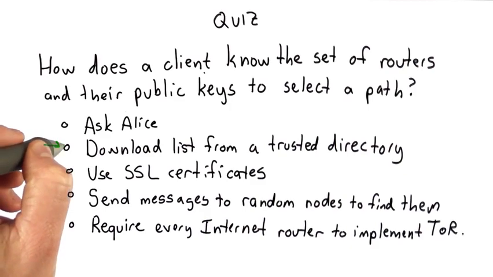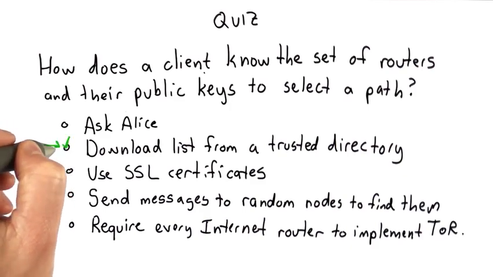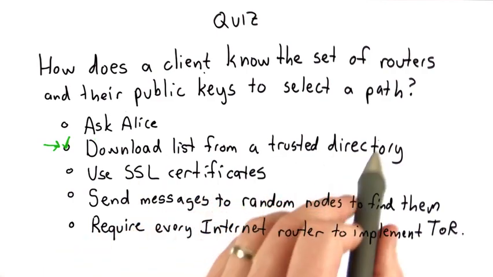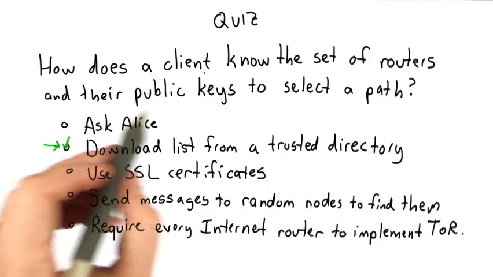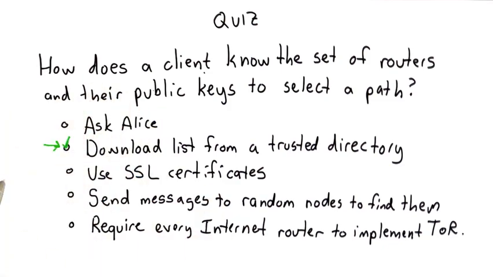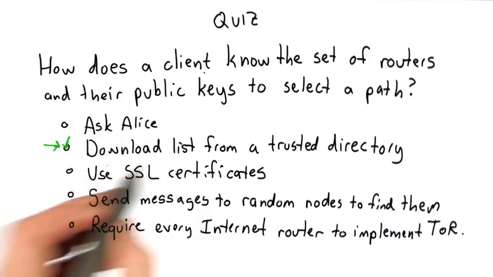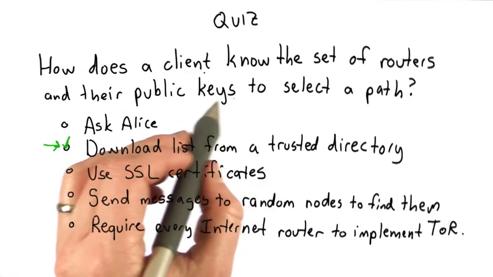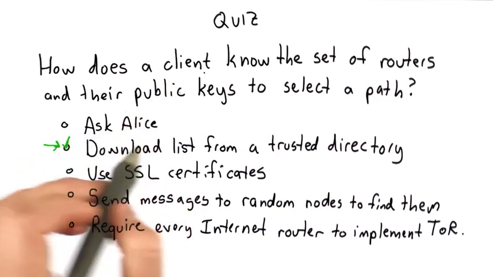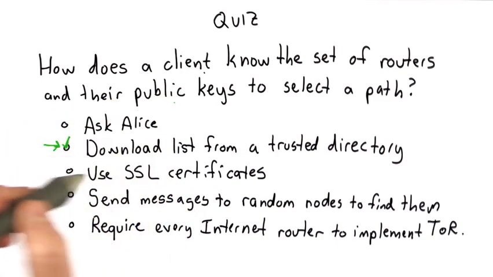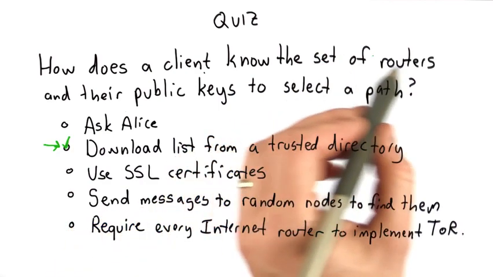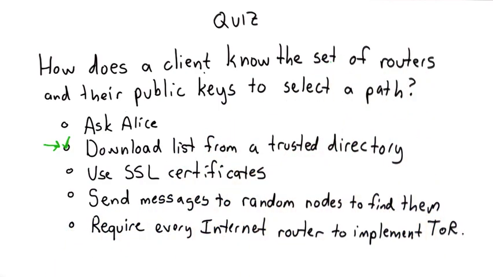So the closest thing to a correct answer here is to download the set of routers from a trusted directory. This has some pretty serious drawbacks, though. The other choice as well, asking Alice, if Alice actually knew everything, could work, but not everyone can ask Alice. Using SSL certificates would be a good way to get the public keys, starting from some root certificate authority to validate the public keys of the routers. And that could be used as part of it. That doesn't tell you what the routers are, though. We need some way to identify the actual routers as well as their public keys.